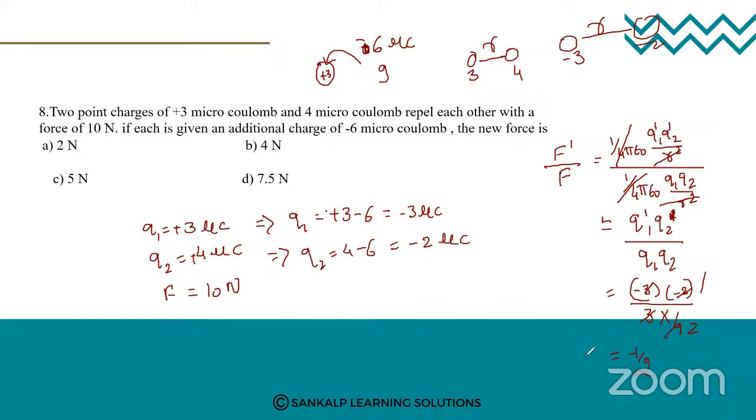So you may think it is not there in the option, but what we got is F dash by F, and they are asking only the new force. So therefore F dash is equal to F into 1 by 2. F is 10, so 10 into 1 by 2. So 2 fives are 10, therefore option C is the answer. 5 Newton is the new force.